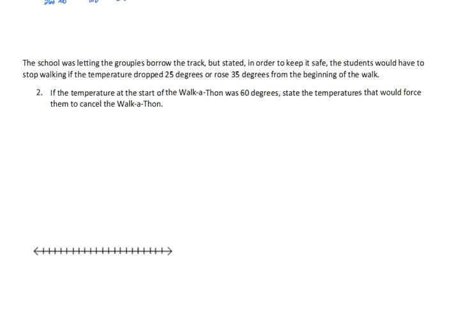Okay, next up, the school was letting the groupies borrow the track, but stated in order to keep it safe, the students would have to stop walking if the temperature dropped 25 degrees or rose 35 degrees from the beginning of the walk. So question 2 says if the temperature at the start of the walkathon was 60 degrees, state the temperatures that would force them to cancel the walkathon. Again, we're still focusing on two different answers here because 60 degrees, if it drops 25 degrees, that means at 35 degrees they would have to cancel. At 60 degrees, if it rose 35 degrees, that means anything greater than 95 would make it canceled.